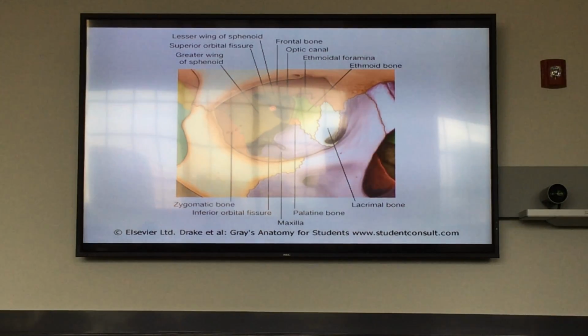So the eye would actually sit inside the orbit. A number of muscles would attach to it, and all these muscles would find their way back to an annular ring, which is kind of like a fibrous ring that sits in the apex of that cone that I described, associated with the orbit.